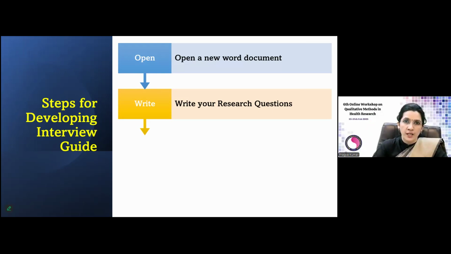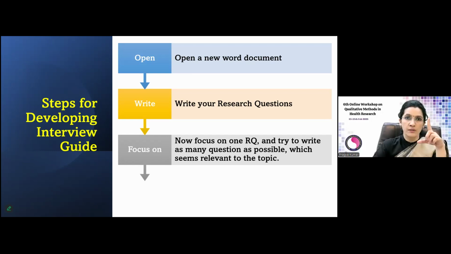For that we have to open a Word document, and in the beginning you write your research question, because we discussed that with the central question and sub questions we formulate our interview guide. So write your research question, and now you should start focusing on each research question. Let's say there are 3 research questions in your protocol. Take one research question, dissect it. Then take the second, then dissect it. Then the third, then dissect it. And then you should try as many research questions as possible.